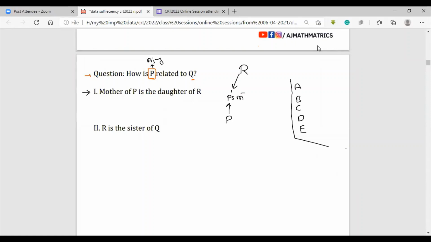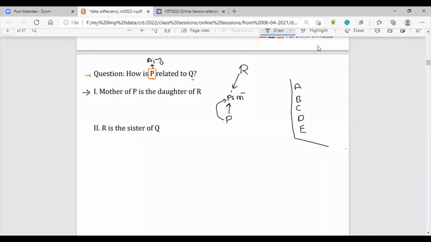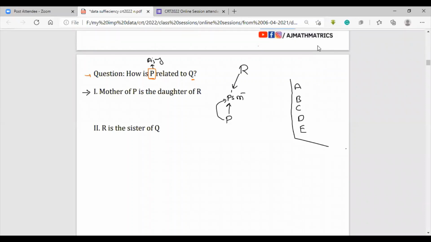This is what the first statement says. Mother of P is the daughter of R. So here it is P, this is P's mother, and P's mother is the daughter of R. Now if you want to say how P is related to Q, directly you can eliminate. There is no Q in the first statement and moreover we don't know the gender of P. So 1 alone is not sufficient. If 1 alone is not sufficient, A is eliminated and C is eliminated.